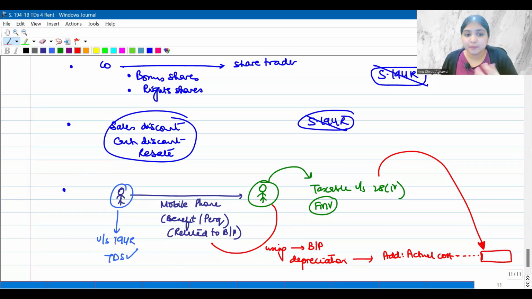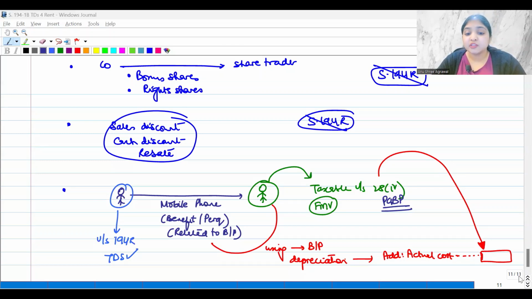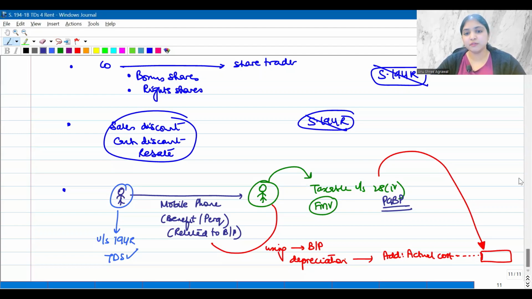So here I told you multiple points in this particular point. First of all, Mr. Blue will deduct tax under section 194R. Here no confusion. For Mr. Green, it's a benefit or a perquisite relating to business or profession, so under 28 clause 4 PGBP, the value of the mobile phone will be taxed for Mr. Green. Whatever amount is taxed under 28 clause 4, that same amount only will enter the block to claim depreciation, and on that same amount only you will claim depreciation also. So this is it about our entire discussion with respect to section 194R.